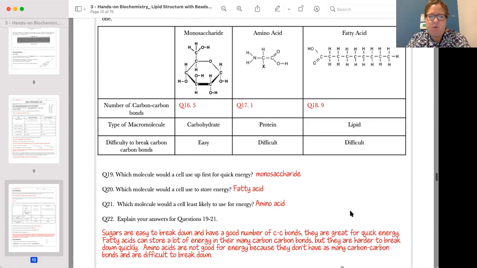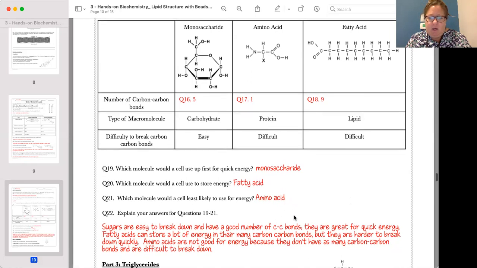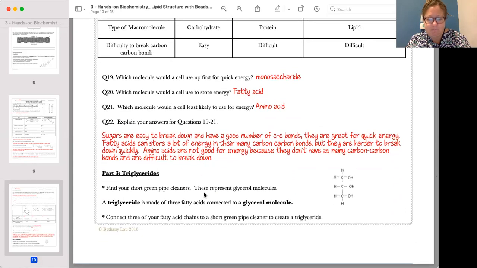Which molecule would the cell use up first for quick energy? First, you're going to use your sugars, your starches, your carbohydrates. Then you'll use your fatty acids next. And finally, your body will start using the amino acids, your proteins. Here it explains it: it's because of the number of carbon-carbon bonds.